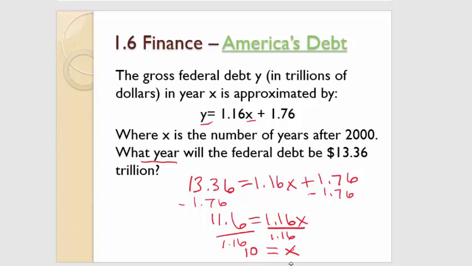Now you can keep it as 10 equals x, but normally we put our x's on the left-hand side. So this is the same as x equals 10. So now I need to make sure that I've answered the question. The question says, what year will the federal debt be $13.36 trillion? Well, the year wouldn't be year 10. X is expressed as the number of years after the year 2000. So actually my answer to this problem is the year 2010.